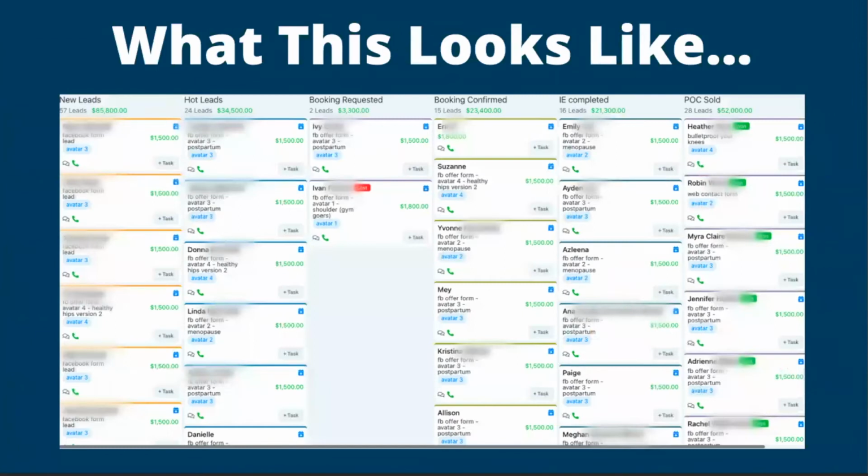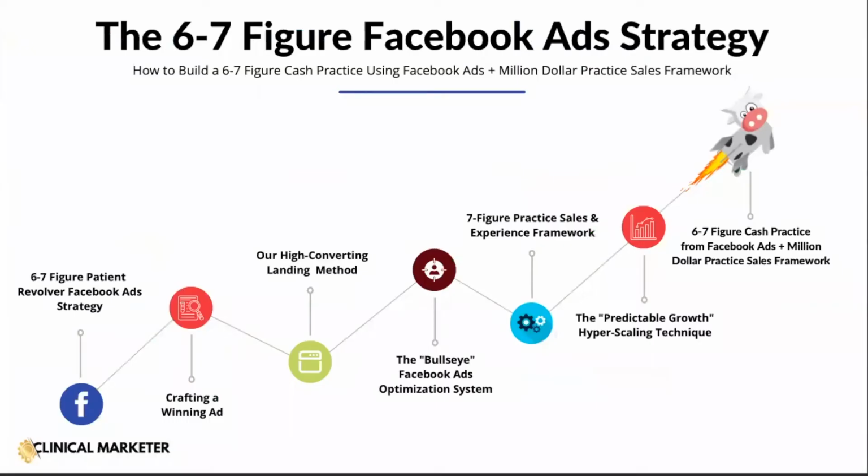Now, here's a screenshot of one of our clients' patient pipelines. And as you can see, we're basically getting new quality leads every single day to put our teams in a position where their schedules are consistently full. Now, I want all of you to imagine that this is your practice and what it would be like to consistently generate quality leads pretty much on autopilot week after week, month after month. And that's exactly what I'm going to show you how to do inside of this training.